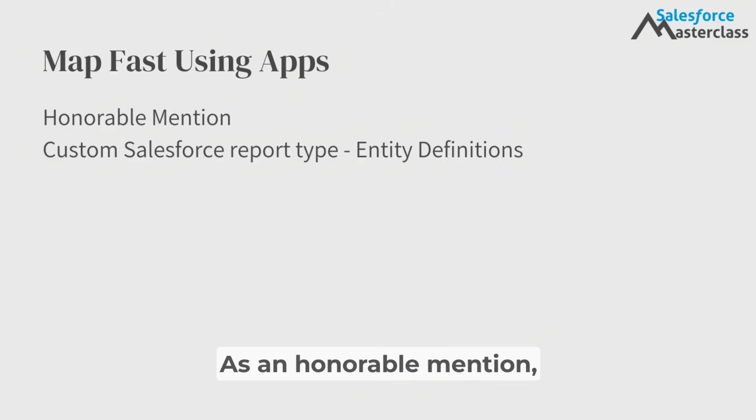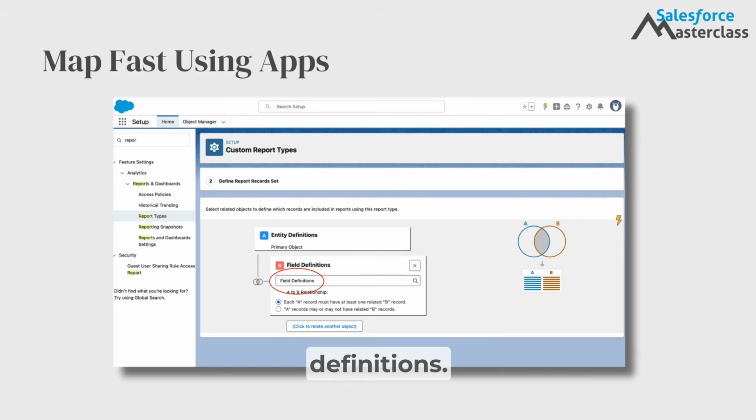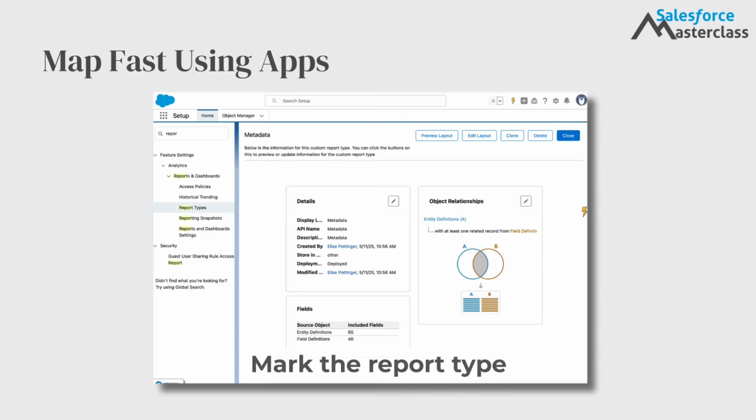As an honorable mention, if you're anti-app for some reason, you can get this information right in Salesforce user interface by creating a custom report type. In Setup, create a custom report type with the primary object of entity definitions. Select field definitions as object A to B relationship. Mark the report type as deployed. There's no need to change anything on the layout.